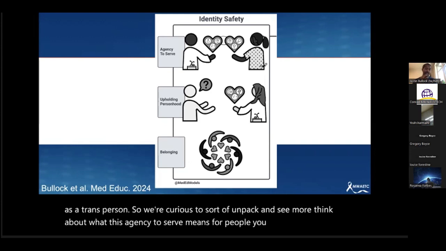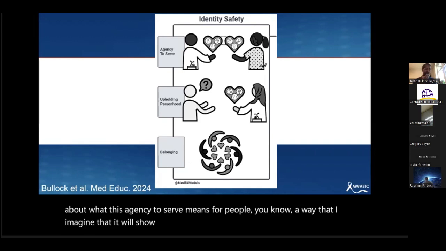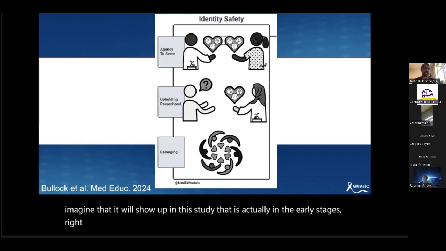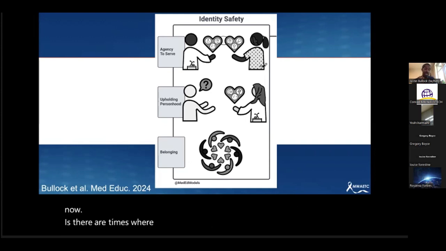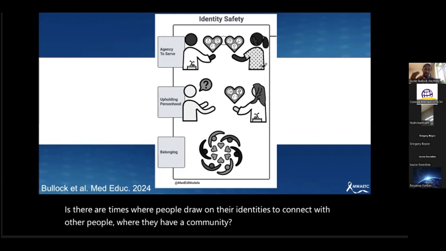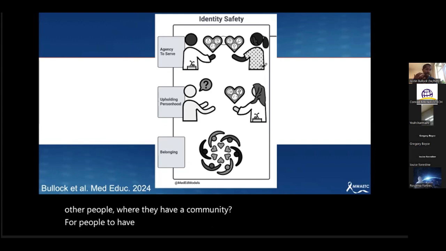A way that I imagine it will show up in this study, which is in the early stages right now, is that there are times where people draw on their identities to connect with other people, to have community, or to help other people with new health diagnoses.